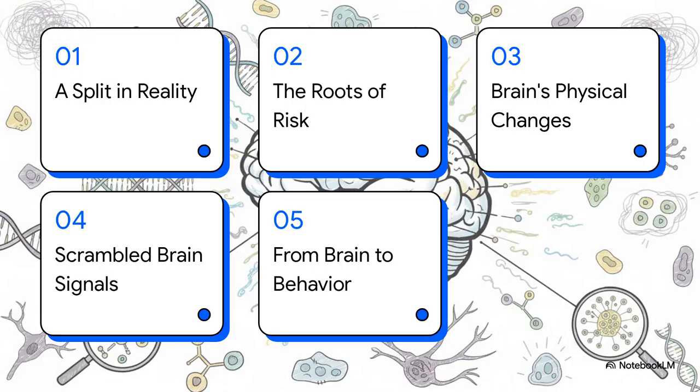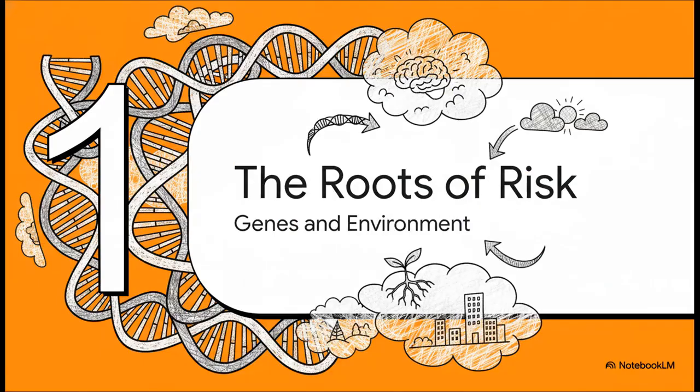All right, so here's our game plan. We'll start with the roots of risk, then look at the actual physical changes in the brain. From there, we'll zoom in on the scrambled brain signals. And finally, we'll tie it all together to see how this shows up as behavior. Let's get started. Okay, so section 1, the roots of risk.